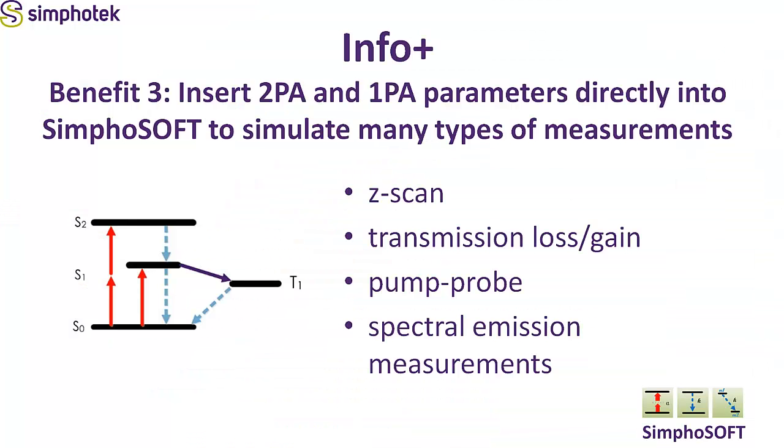Info Plus has many other benefits. For example, all the parameters found from the search can be adopted for SymphoSoft simulation to validate the published measurements or to apply them to many other types of experiments. Using energy level diagrams from Info Plus allows obtaining more accurate results running SymphoSoft. Experiments that can be modeled include Z-scan, transmission loss or gain, pump probe, and spectral emission measurements.